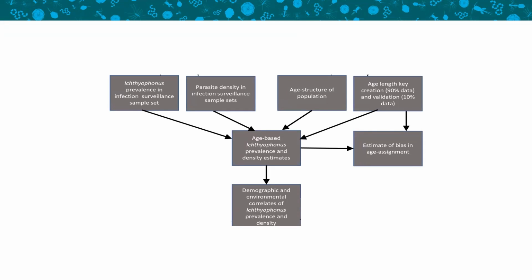So if we're interested ultimately in these demographic and environmental correlates of disease, we kind of have to take steps back. We want to understand the age-based prevalence, the age structure of the population, and the population size. There are all these things that go into estimating an accurate estimate of disease in this population, and it requires data from a number of sources.